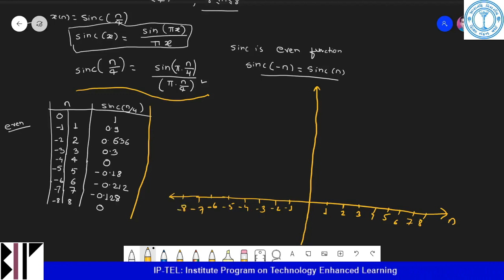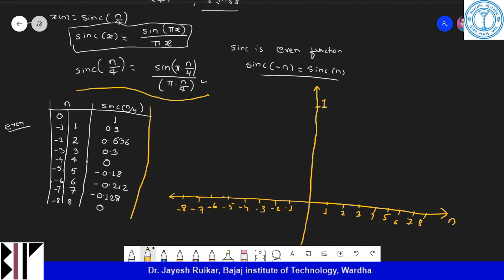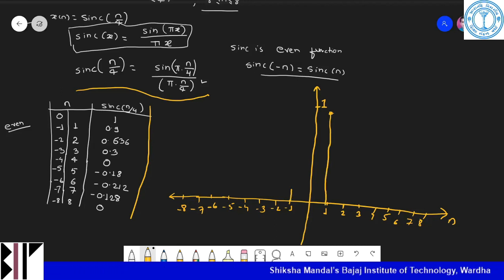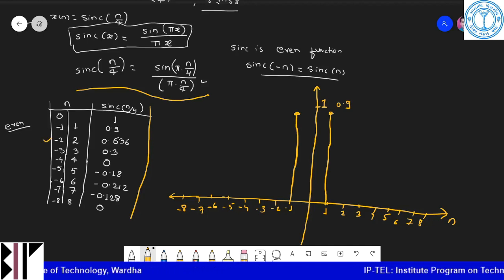So at n equals 0, the sinc amplitude is 1. I'm drawing it elongated, because we have values which are less than 1, 0.9, 0.6. Now at positive 1, the signal amplitude is 0.9. So this is my 0.9, and this is 0.9. For minus 1, it is also 0.9.